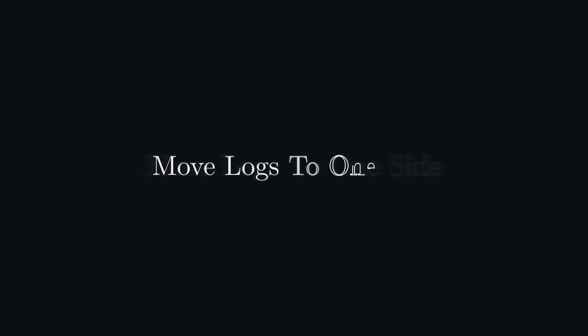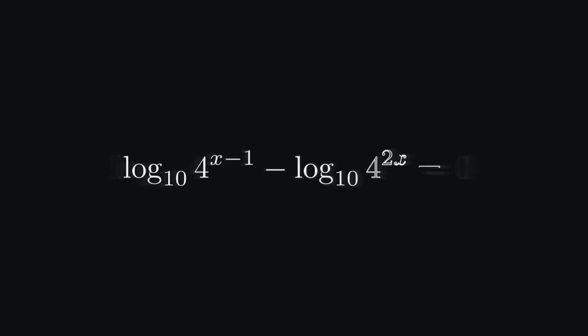Next, we'll move the logarithms to one side. This results in log base 10 of 4 raised to the power of x - 1 minus log base 10 of 4 raised to the power of 2x equals 0.